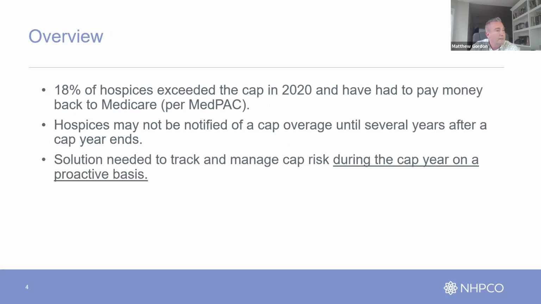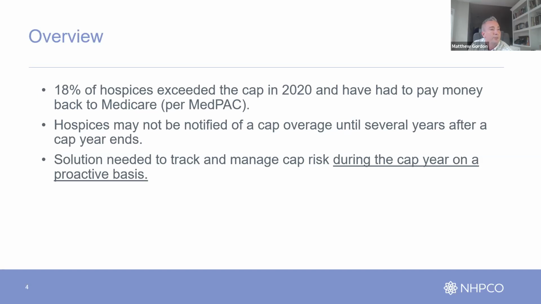Next slide. 18% of hospices exceeded the CAP in 2020. That's not my number, that's MedPAC's. And that number is on the rise. When I started doing this a few years ago, that number was 11 or 12%. So this is an increasing problem in the hospice market. The second bullet there: hospices may not be notified of an overage until several years after a CAP year ends. That's a point of confusion for a lot of people, and it relates to what's called the 3-year look back period, which we'll talk about in more detail in a minute.